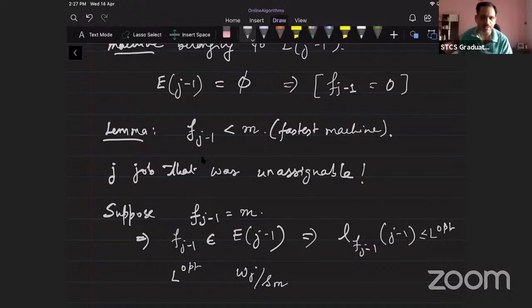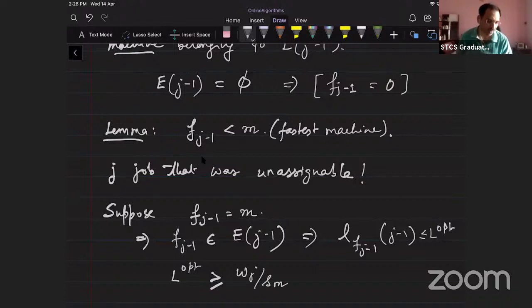See, each job has to be assigned somewhere by the OPT. So LOPT is less than or equal to WJ plus... opposite, right? See, this is the least load the optimal algorithm will exert for job J: WJ by SM, because SM is the fastest machine. Anywhere else you put it, it's only going to be larger.